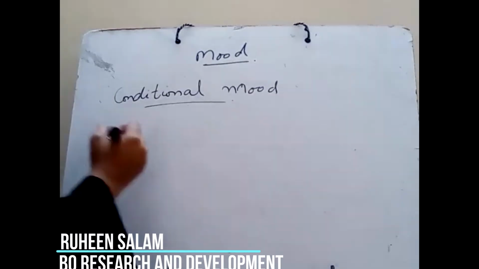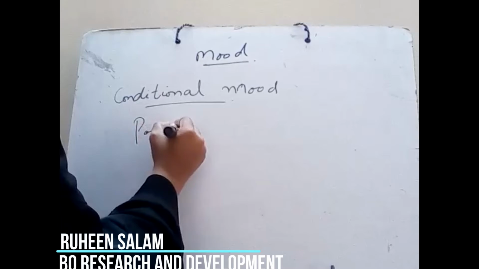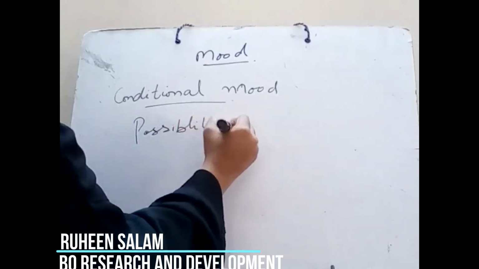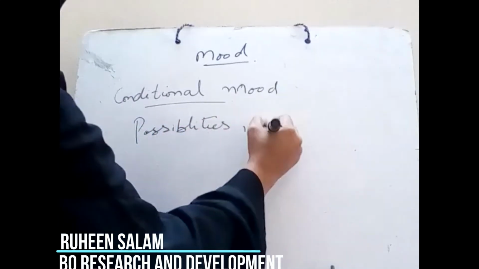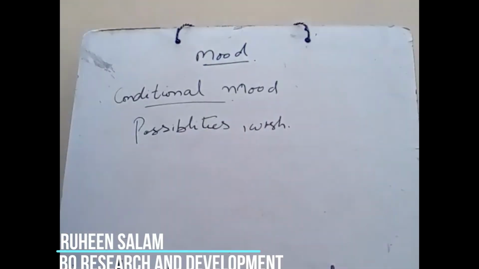Now, what is conditional mood and what is it about? So conditional mood is to express the possibilities, the wishes we have, the condition we want to come true, our dreams, our wishes, our possibilities. So conditional mood is based on possibilities, our wishes, our dreams to be fulfilled.